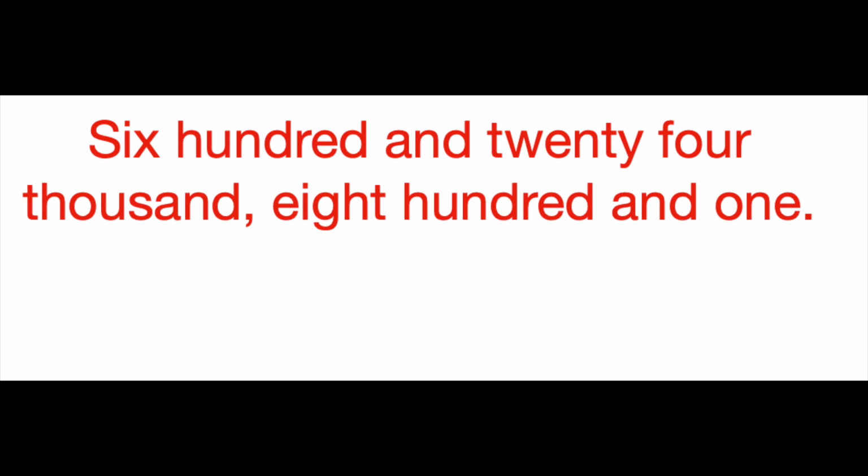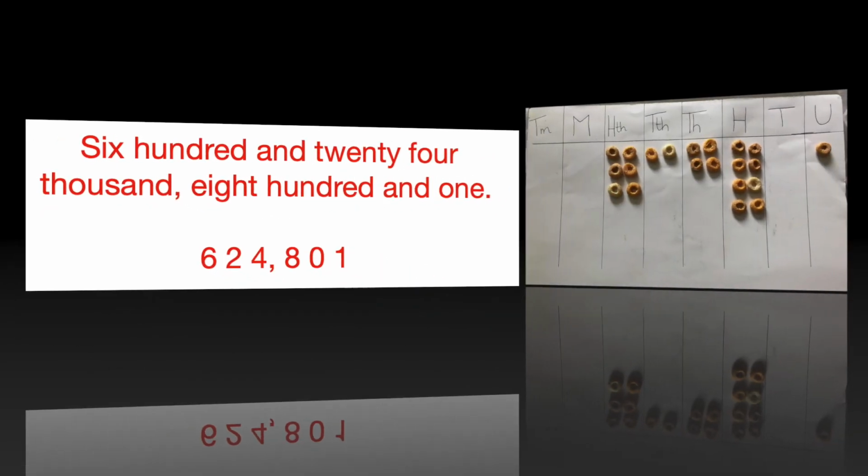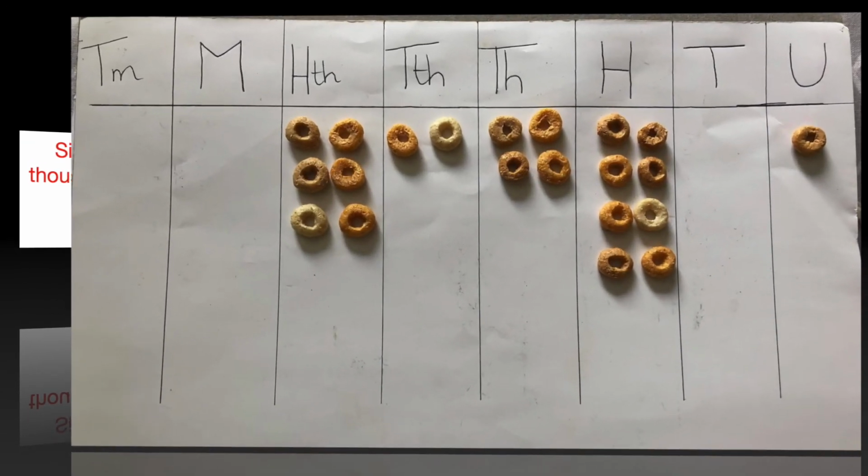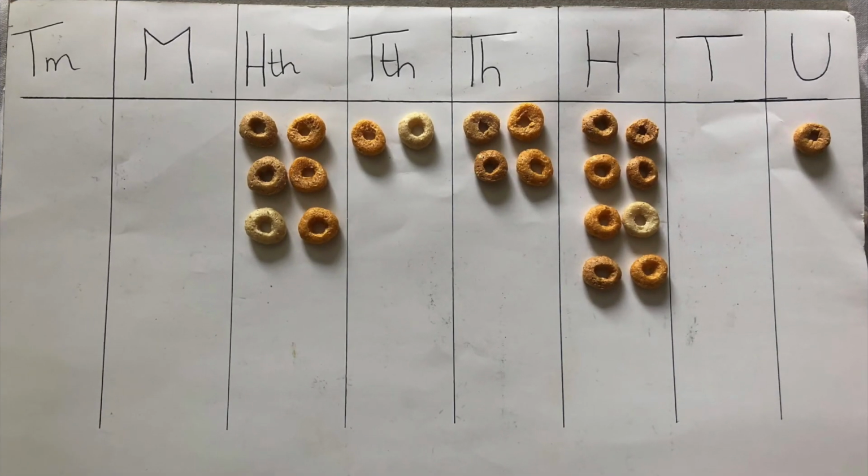Here's the next number to make in your place value grid, then write it in digits. Don't forget to practice saying it. So in 624,801, we have 600,000s, 2 10,000s, 4 thousands, they're together, then 8 hundreds, no tens and 1. So hopefully your digits look like this, and this is what your place value grid looks like.